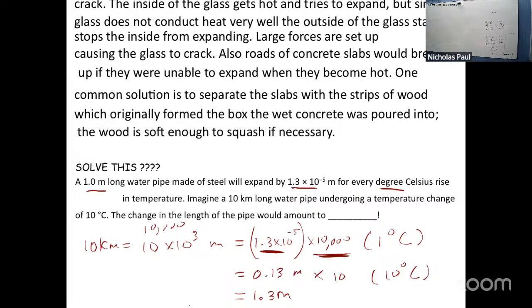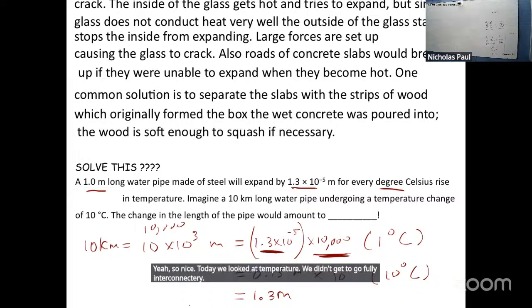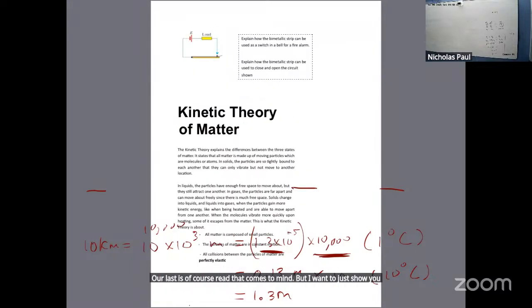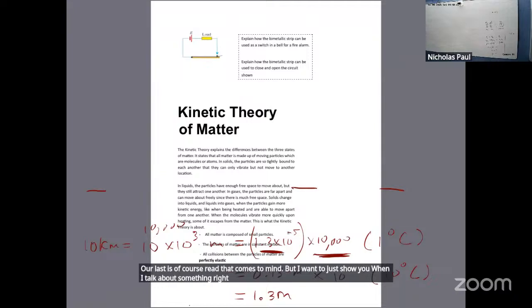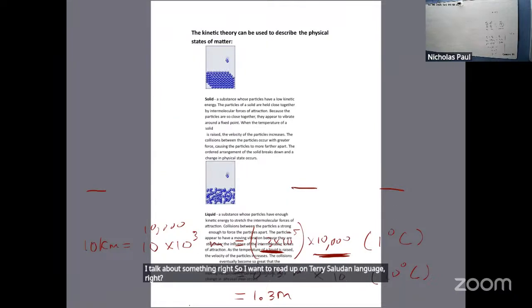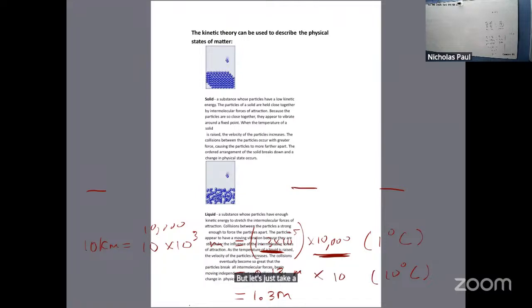Okay, so nice. Today we looked at temperature. We didn't get to go fully into kinetic theory, right? I'll ask you to read that up. I want you all to read up on kinetic theory, solid and liquid, right? But let's just take a look at a simulation here. No, we're almost done. All right, so watch this here.